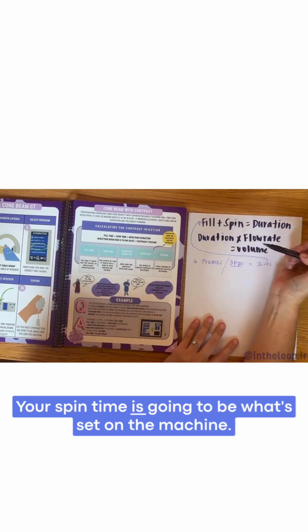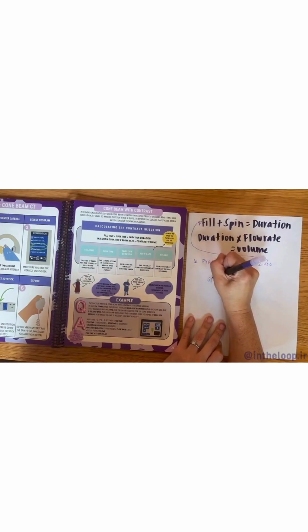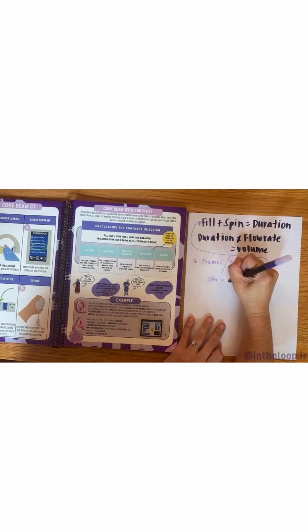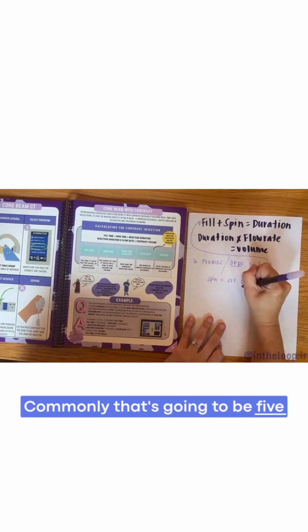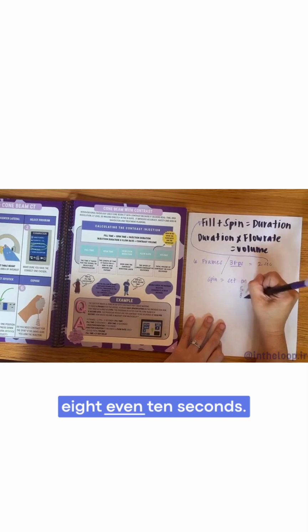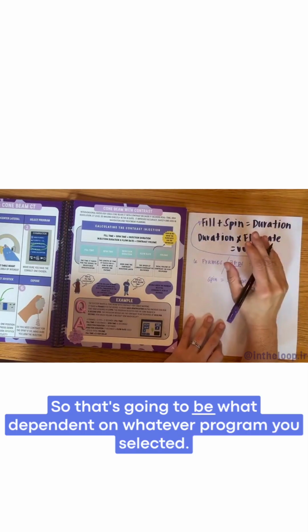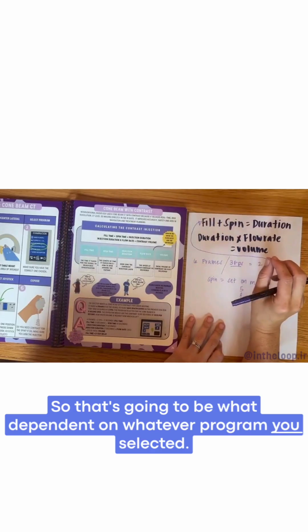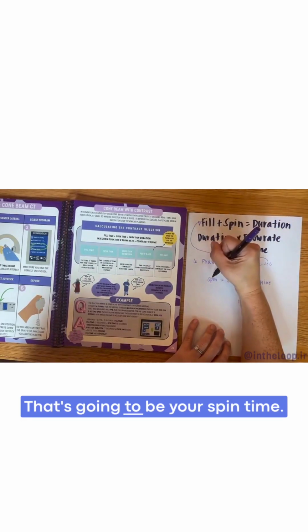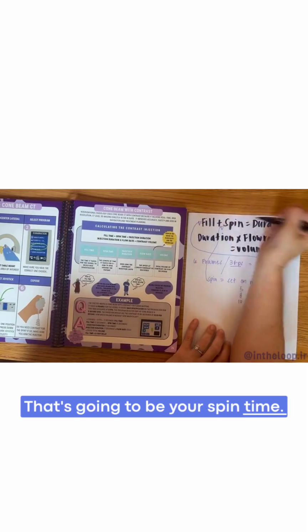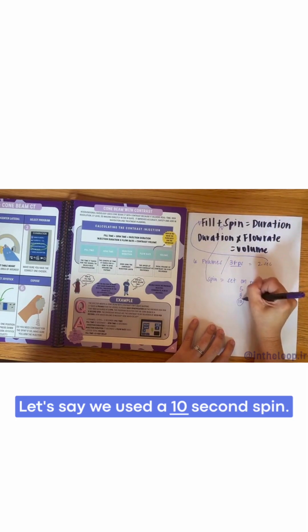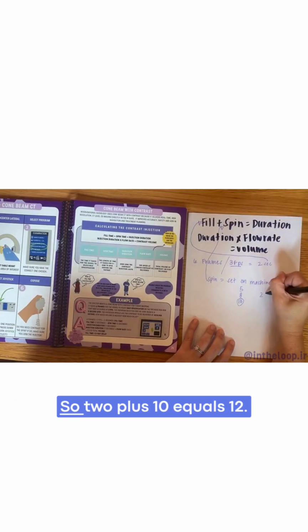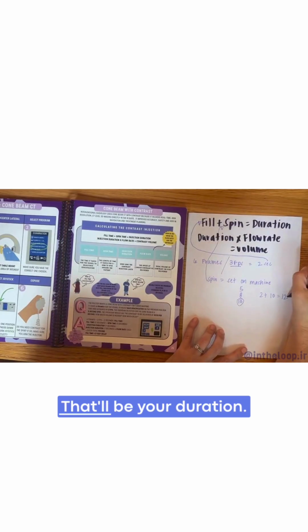Your spin time is going to be what's set on the machine. Commonly, that's going to be 5, 8, even 10 seconds, dependent on whatever program you selected. That's going to be your spin time. So adding those together, let's say we used a 10-second spin. So 2 plus 10 equals 12. That'll be your duration.